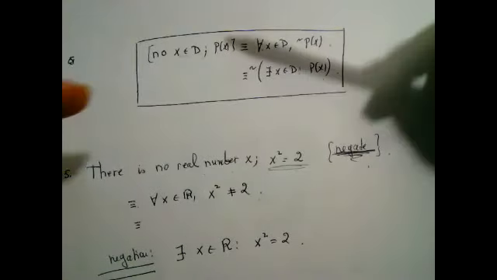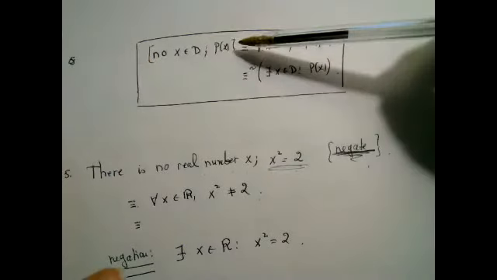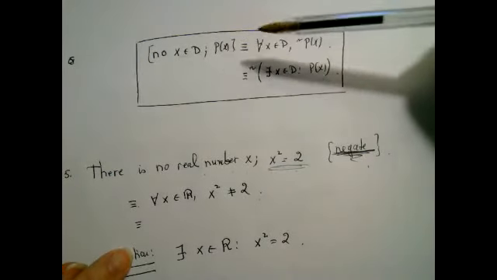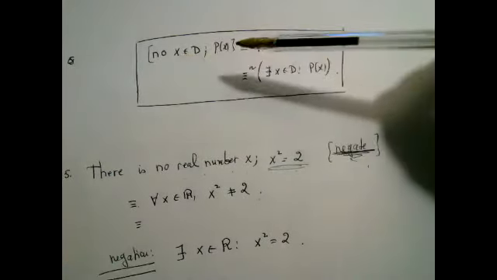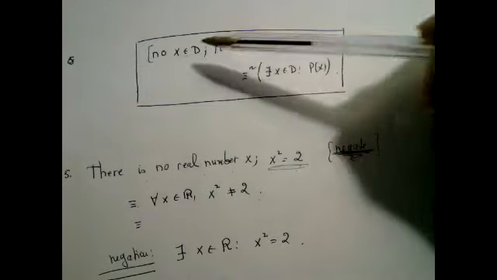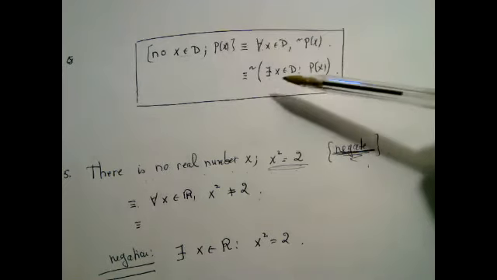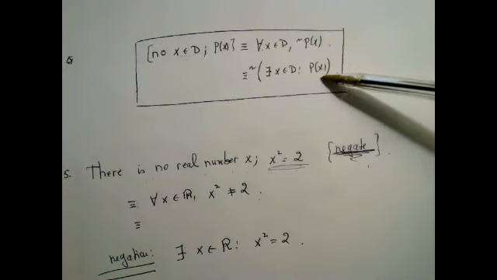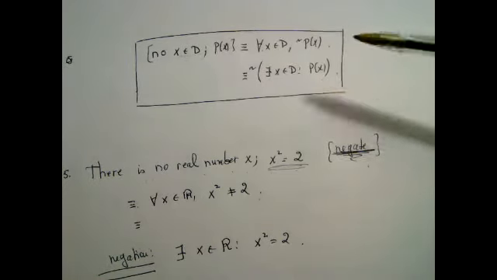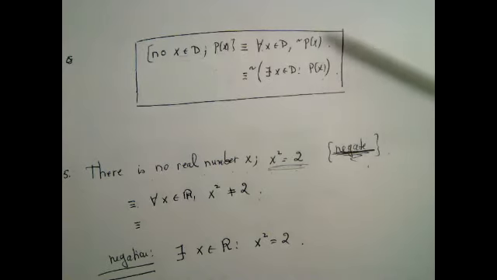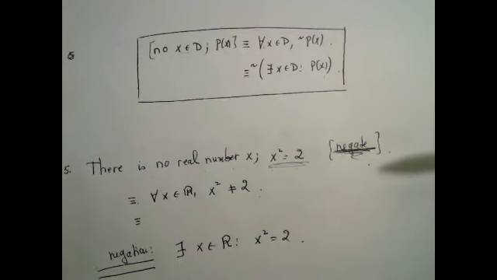Okay, so let us repeat. There is no x that satisfies this property means every x in the domain doesn't satisfy it. You are negating the existence of something such that P of x. So no number satisfies x squared equals 2. The negation is there is a number that satisfies x squared equals 2.